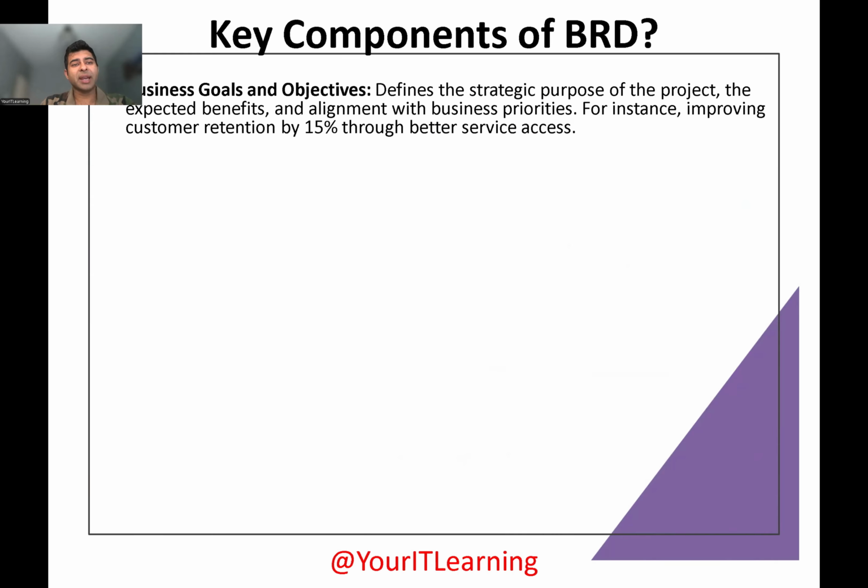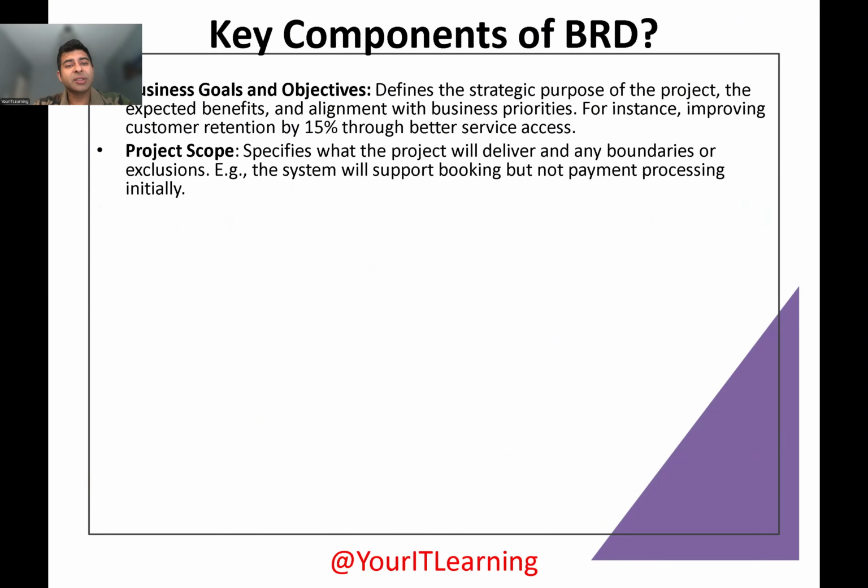Key components of BRD: business goals and objectives. It defines the strategic purpose of the project, the expected benefits, and alignment with business priorities. For instance, improving customer retention by 15% through better service access. What is the project scope? It specifies what the project will deliver and any boundaries or exclusions, like what are the things in scope, out of scope. For example, the system will support booking but not payment processing initially.